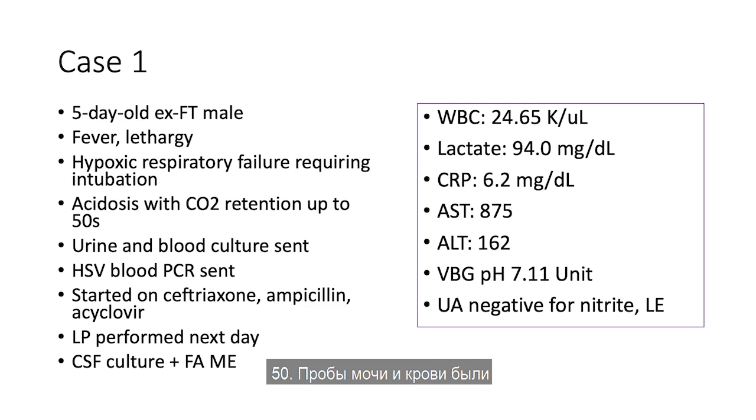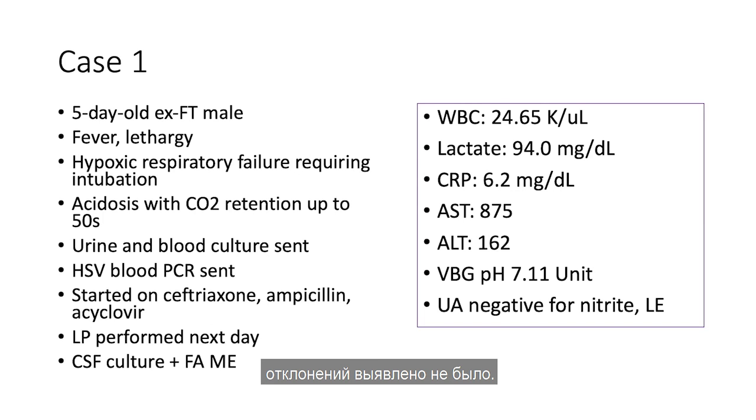His urine and blood cultures were sent, as well as an HSV blood PCR. They had to delay the lumbar puncture due to the status of the patient, and at that time they started ceftriaxone, ampicillin, and acyclovir. The lumbar puncture was performed the next day, and they ordered a culture as well as a FilmArray panel. You can see the white blood cells were elevated. There were a number of abnormal results, elevated CRPs, and his liver transaminases were elevated.